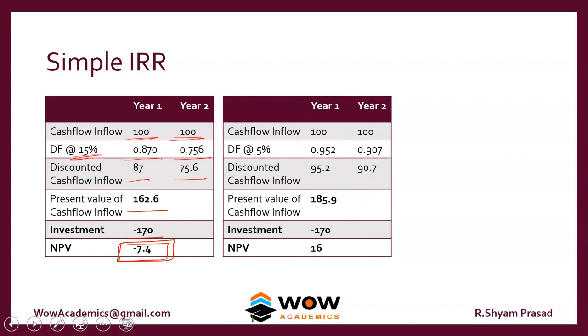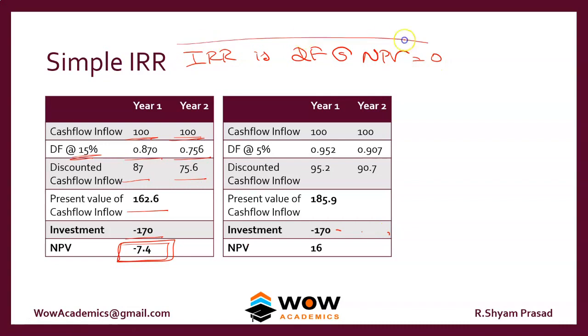So we'll again compute the same problem with a lower discount factor. Why are we lowering the discount factor? IRR is the discount factor at which NPV will be 0. So that is the IRR. Our job is to find the rate at which NPV becomes 0.